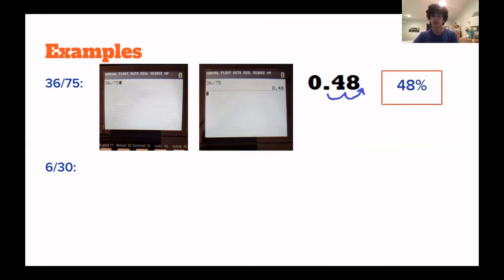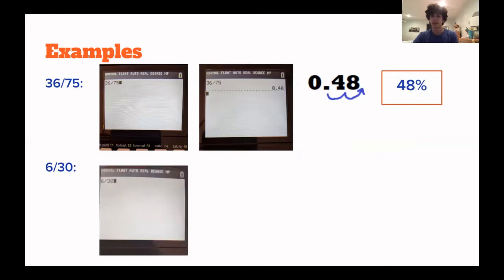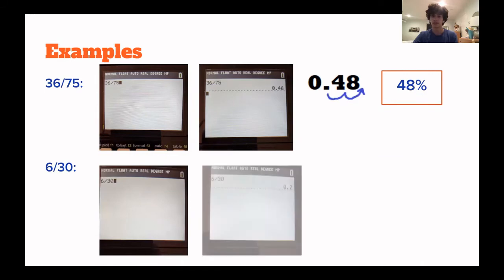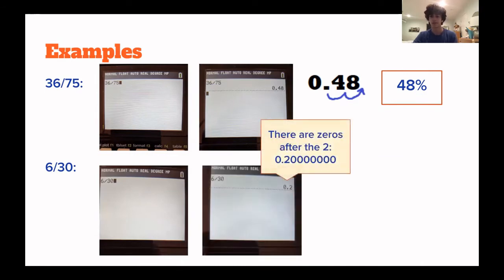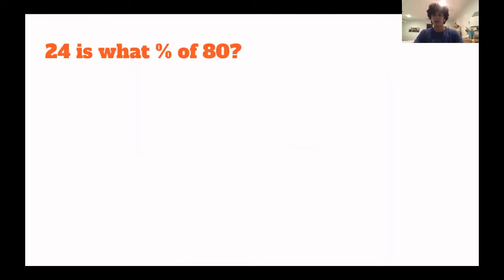Let's do another example. 6 over 30. Divide 6 by 30 in your calculator, and you get 0.2. Move the decimal point 2 spaces to the right, and remember that although it's not written, there are zeros after the 2. So when we move the decimal 2 spaces, you get 20%. Simple as that. Let's look at the first problem from today's worksheet and break it down so we can solve it algebraically. And try not to use a calculator for these ones.